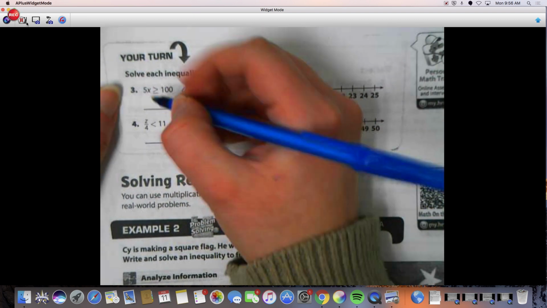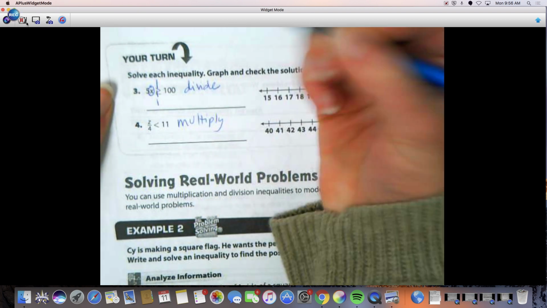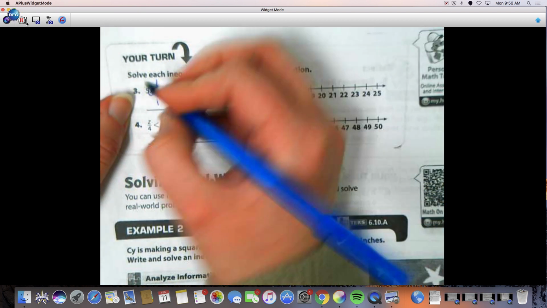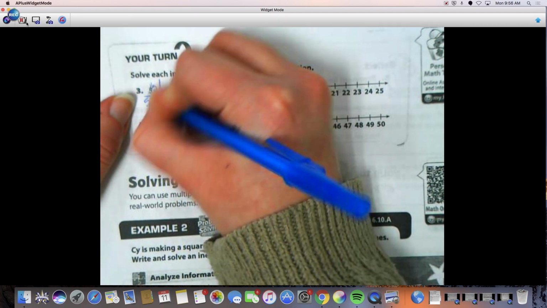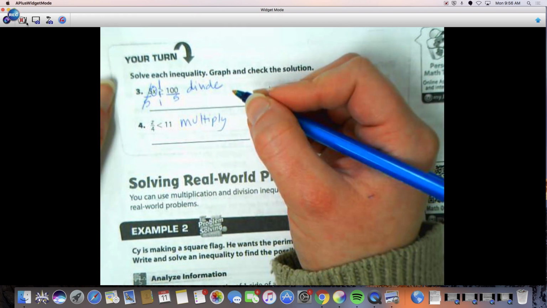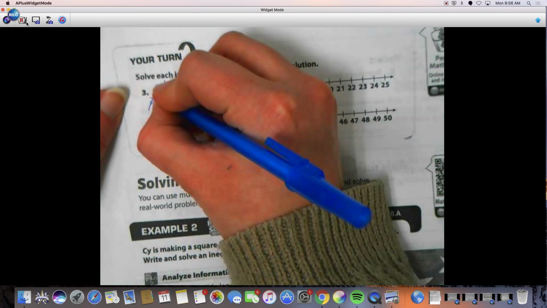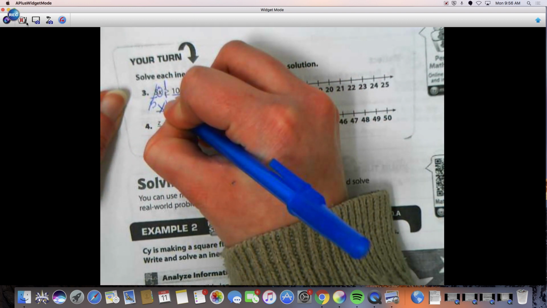So, circle your x. Build your wall. To get rid of a squishy, we have to divide. So divided by 5 and divided by 5. What's 100 divided by 5? 20. So I copy my problem exactly as I see it. X is greater than 20.